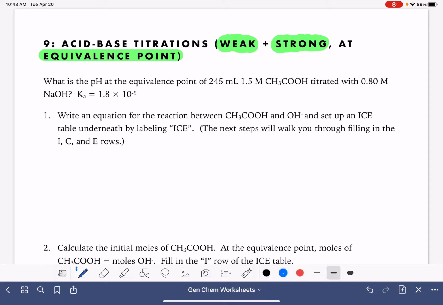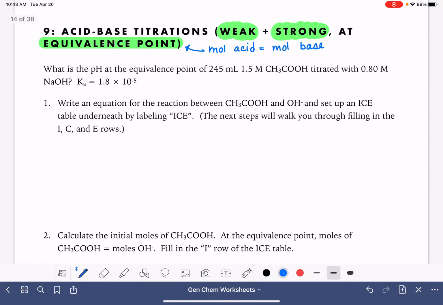The equivalence point, as a reminder, and I'll talk about this a little bit more, is when the moles of the acid are equal to the moles of the base, the two chemicals in the titration. So the worksheet is going to be focusing on just this one problem right here.